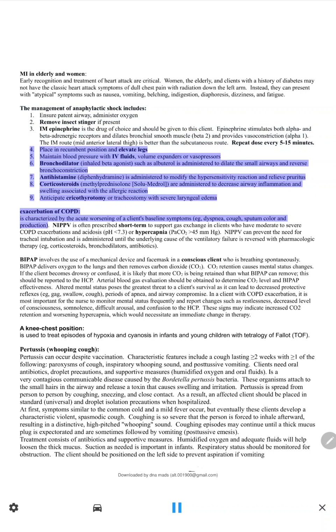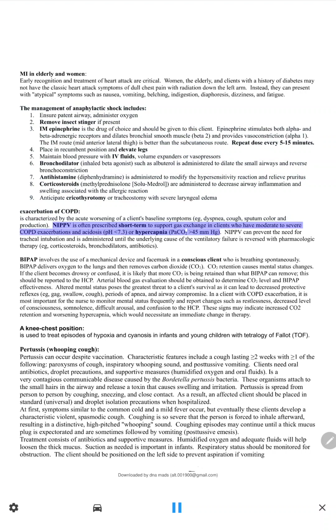Exacerbation of COPD is characterized by the acute worsening of a client's baseline symptoms, e.g., dyspnea, cough, sputum color, and production. NIPPV is often prescribed short-term to support gas exchange in clients who have moderate to severe COPD exacerbations and acidosis, pH less than 7.3, or hypercapnia, PaCO2 greater than 45 mm Hg.